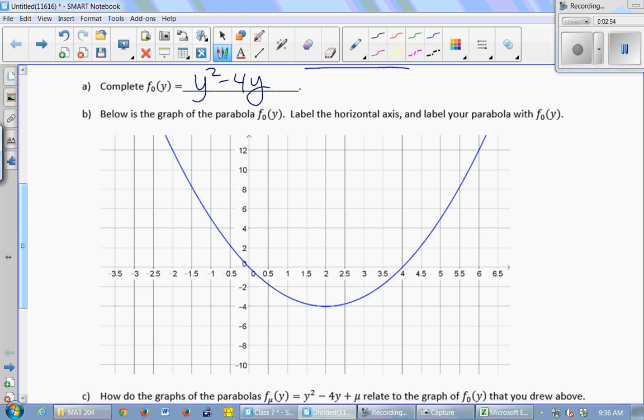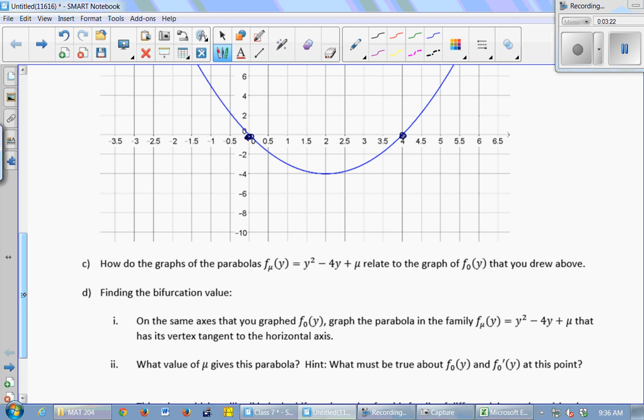How many places is the derivative 0 in that parabola? Two. It crosses the x-axis twice, right here and here, which means that, because this is the derivative I've just graphed, there are 2 equilibrium solutions. But will there always be 2 equilibrium solutions for every value of μ? No. What does μ do? How do the graphs of y² - 4y + μ relate to the graph we just drew? It shifts it up and down. That plus μ is just a vertical shift.